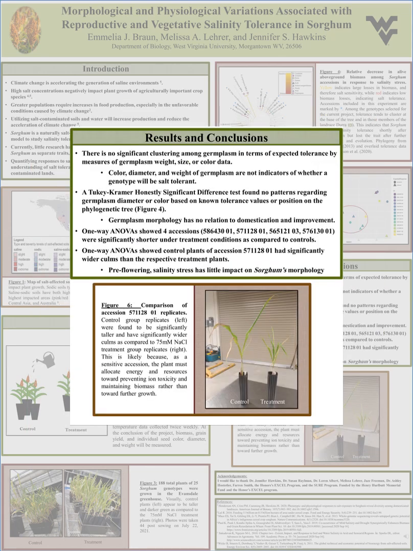Though this research is ongoing, the data I have collected so far indicates that the germplasm, along with being a poor indicator of predicted tolerance, also has no relationship to domestication and improvement. This is shown by Tukey-Kramer honestly significant difference test, in which there was no pattern regarding either the germplasm diameter or the color based on the known tolerance values or the position on the phylogenetic tree from Figure 4.